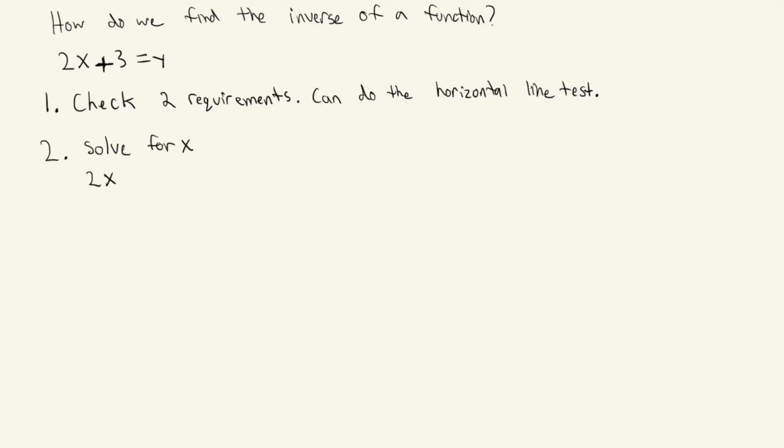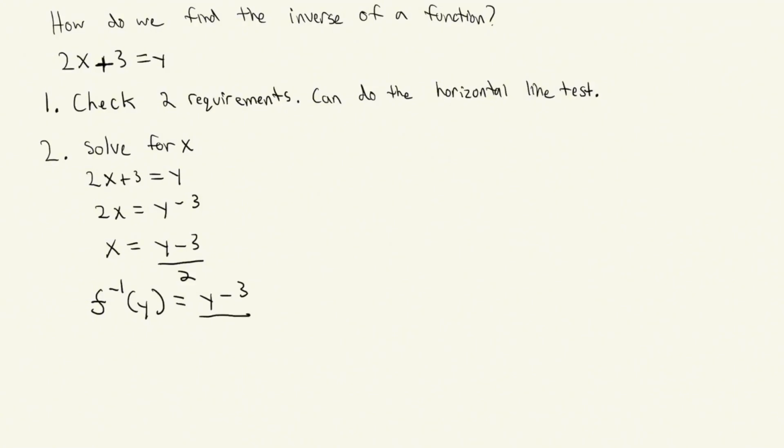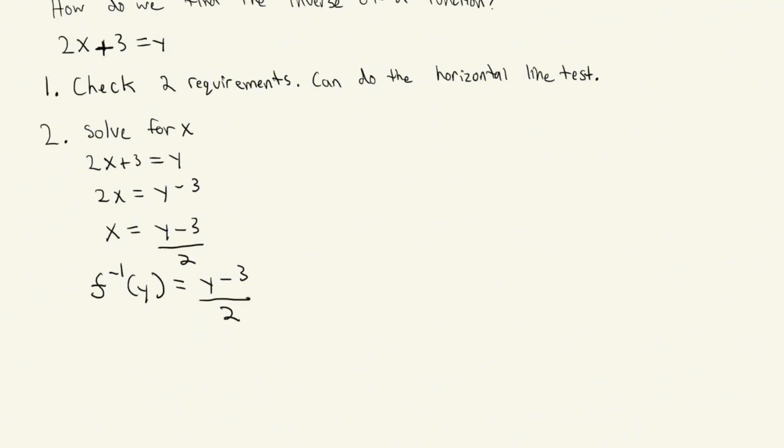So if we have 2x plus 3 is equal to y, we subtract the 3 first. So we have 2x is equal to y minus 3. Then we divide by 2. We have x is equal to (y minus 3) divided by 2. And that is going to be the inverse function. So we would write that like this: f inverse of y is equal to (y minus 3) divided by 2. And finally, we go ahead and check that we correctly found the inverse.